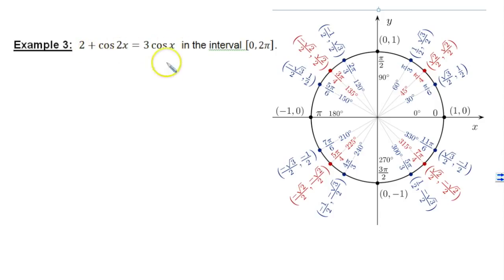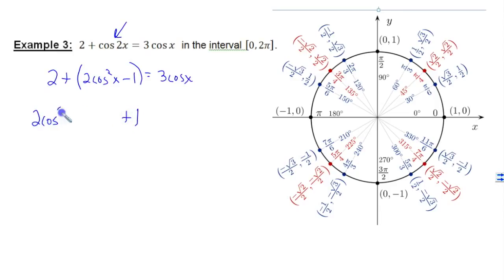2 plus cosine 2x equals 3 cosine x. Again, we're going to make sure that we have everything on one side. We're going to change this guy here. So I'm going to change this to 2 plus 2 cosine squared x minus 1 equals 3 cosine x. So then I'm going to have 2 minus 1, which is 1. I'm going to bring the 2 cosine squared in the front, and I'm going to subtract 3 cosine x and set it equal to 0.